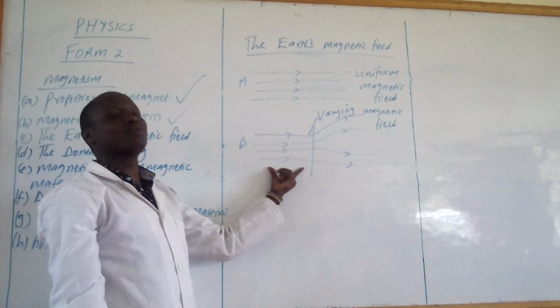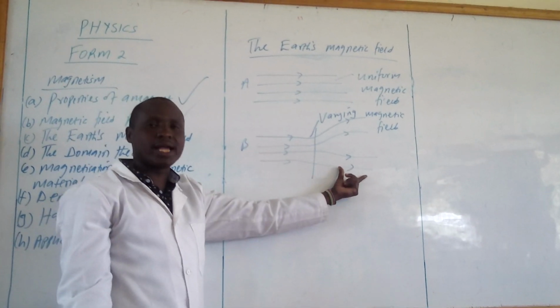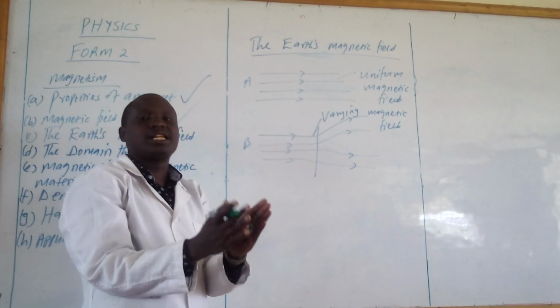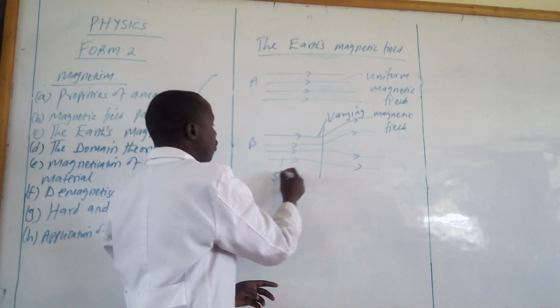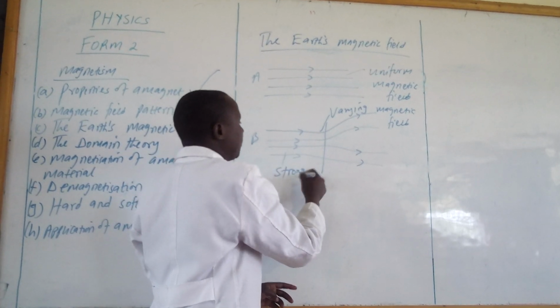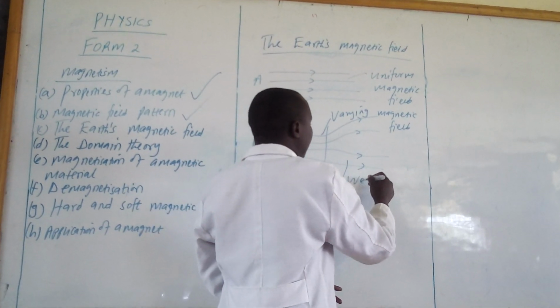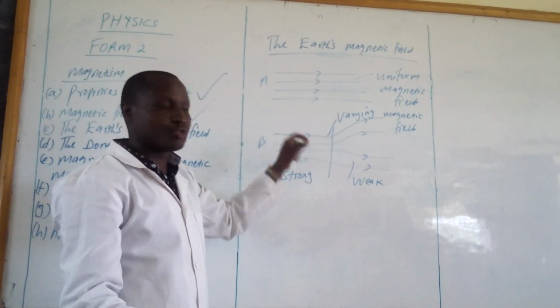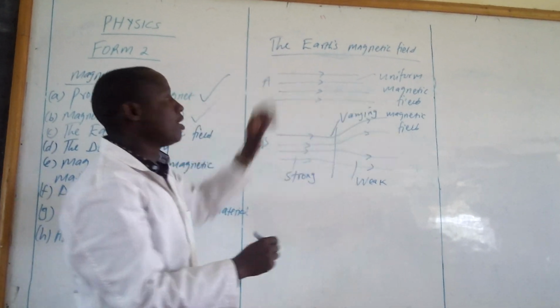you will find this one is strong, this one is weak. Why? Because we say they are closer together where the field is strong. So this one is strong magnetic field, and this one is weak magnetic field. Why? Because this one is spaced, and this one is closer together. So that now is what we have.